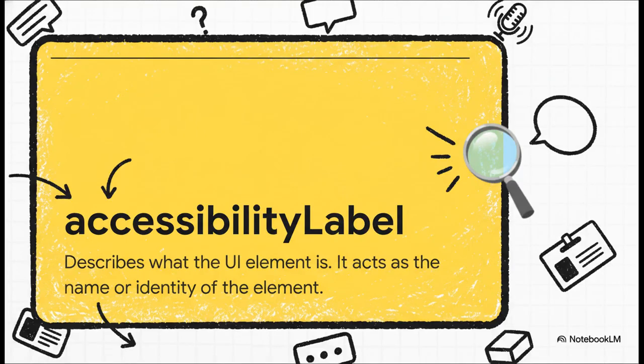So what's its job? It's super simple, but absolutely critical. It tells the user what the UI element is. That's it. For right now, forget what it does. The label is all about what it is. It's the element's name, its identity. And yep, it's always the first thing VoiceOver says out loud.